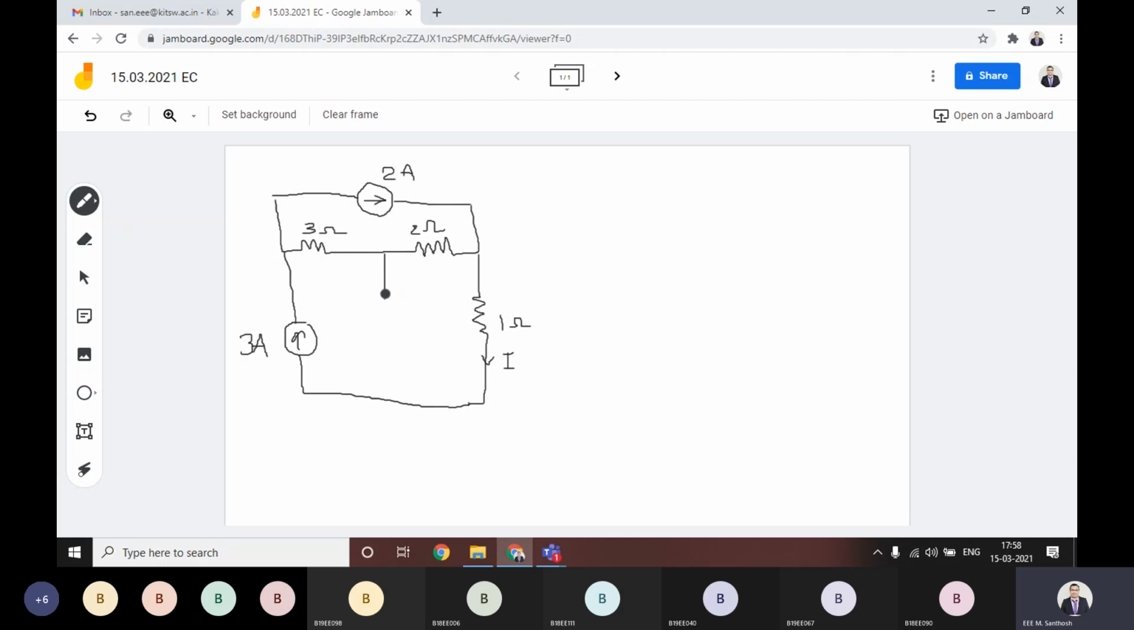Then there is a dependent source. That is Vx by 2. The value is Vx by 2. Voltage dependent, voltage controlled voltage source. That Vx value will be across this 3 ohm.